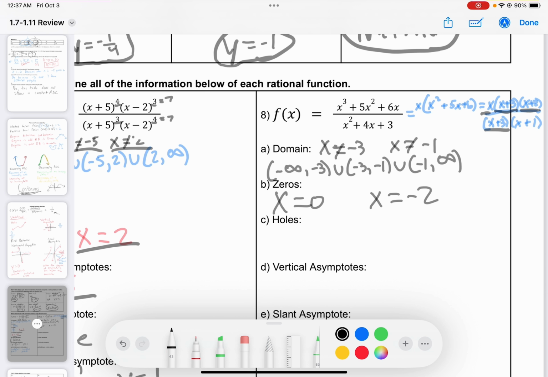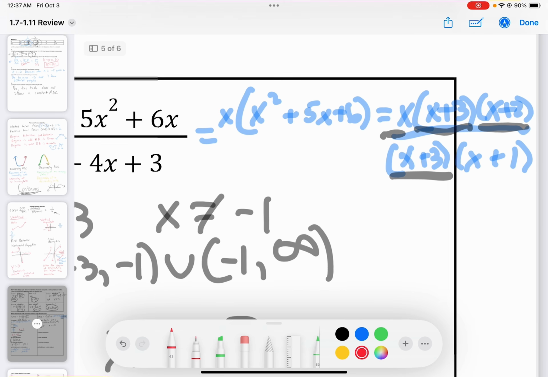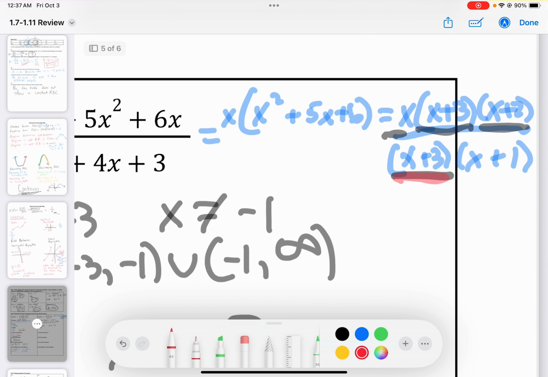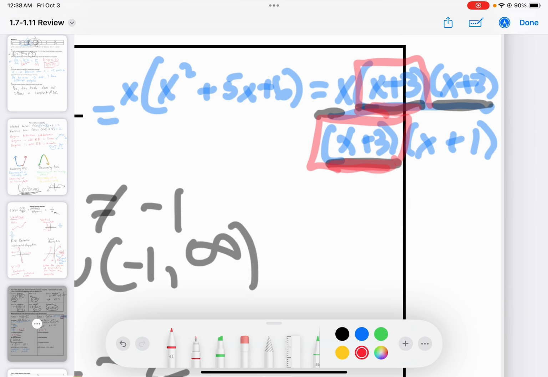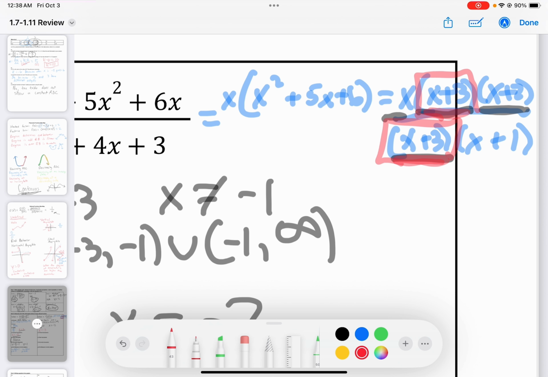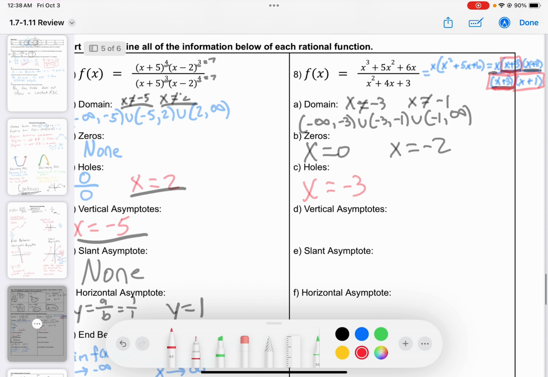All right, I'll switch colors. Let's do holes. Holes are where I get 0 over 0. Multiplicity is either the same or larger in the denominator. Well, I have an x plus 3 with multiplicity of 1 in both, so I must have a hole at x equals negative 3. Vertical asymptote when I get only 0 in the denominator: x plus 1. So that means the vertical asymptote is at x equals negative 1. Notice again the alignment of the domain with the holes and the asymptotes.